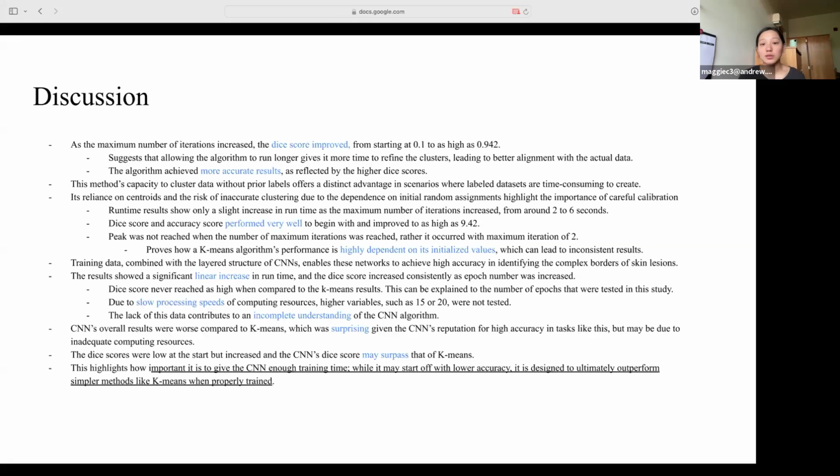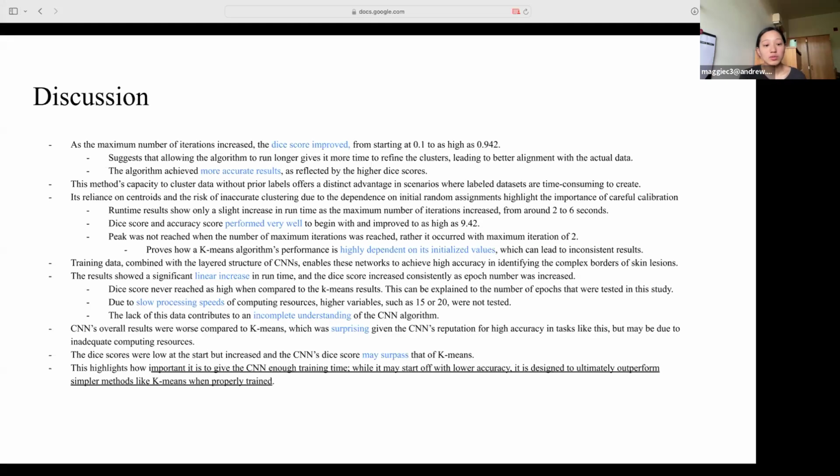And this can be explained possibly by the slower processing computing speeds of the resources available to us. And therefore, we were not able to test higher variables such as 15 or even 20. And this lack of data may contribute to the lack of the bigger picture of the CNN's capability.